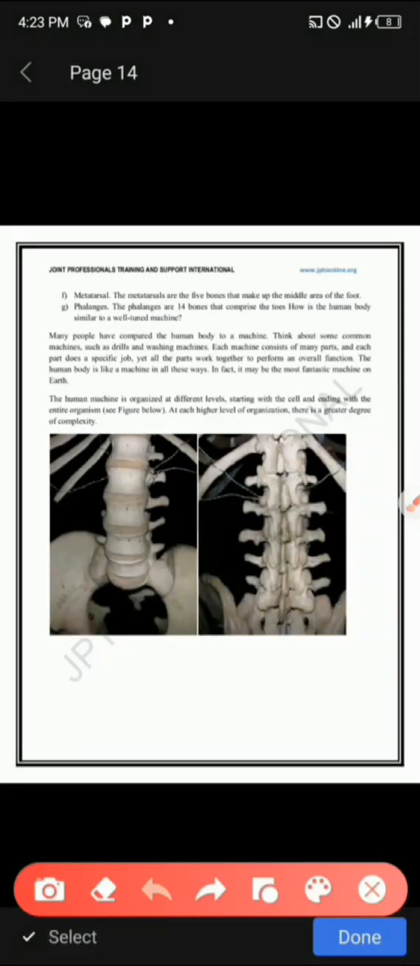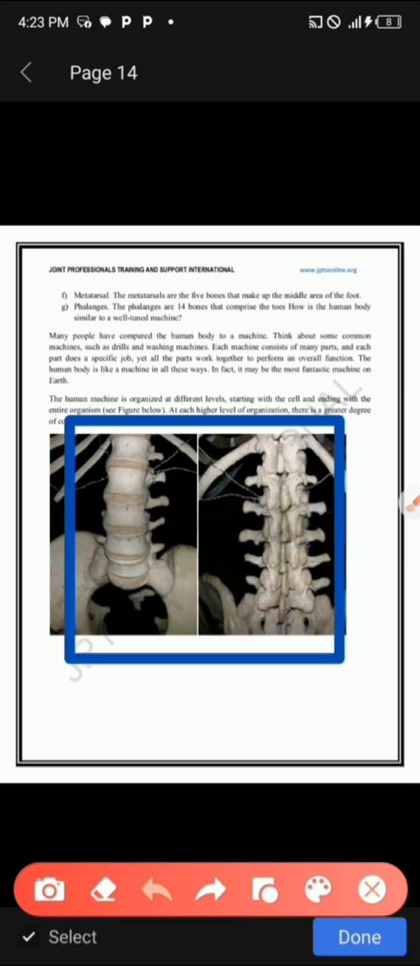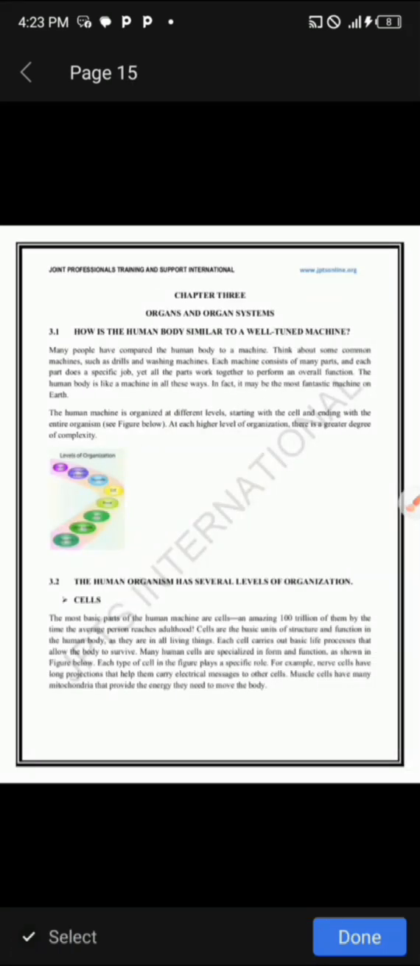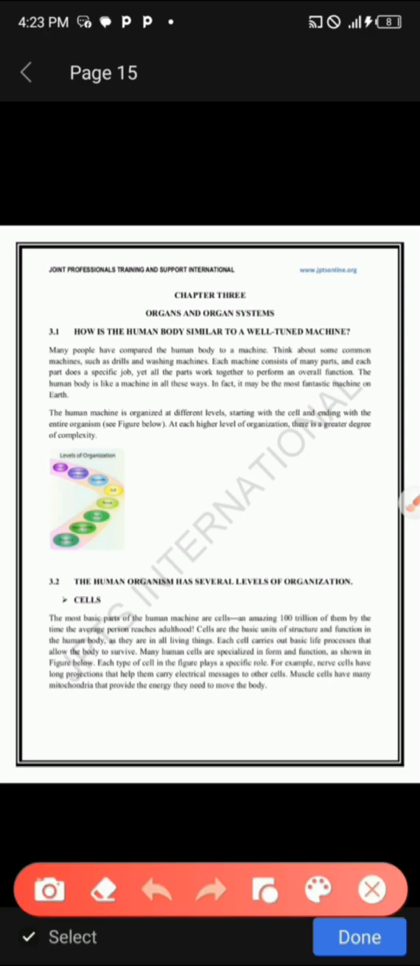Alright, we are going to see chapter 3, organs and organ systems. How is the human body similar to a well-tuned machine? Many people have compared the human body to a machine. Think about some common machines, for example, a drilling machine, even a washing machine, even other things that a machine can do.